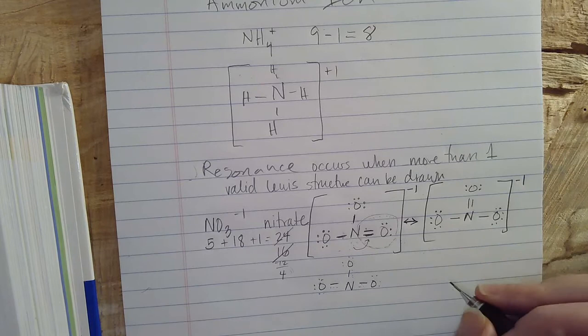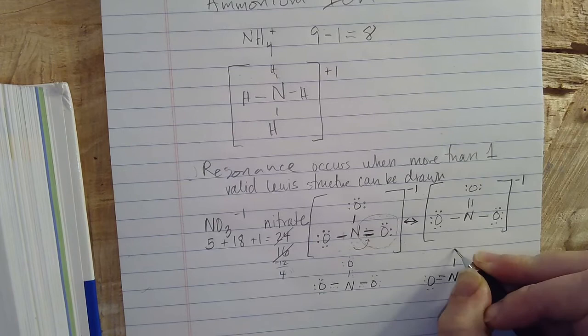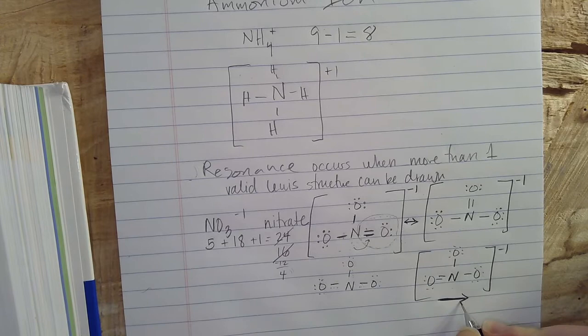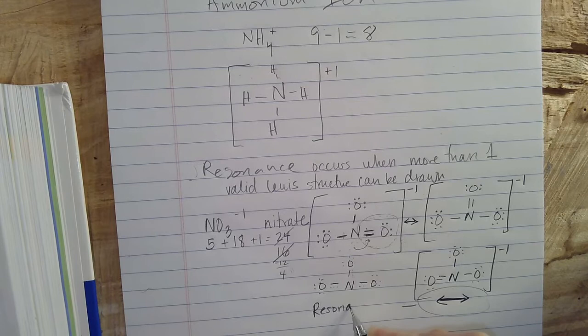So the final one I'm going to draw is the double bond over here. Again, to show that it really could have been anywhere. These are all valid. And what you end up doing is you draw nitrate -1, and then you draw an arrow like this underneath the structure. This is the symbol for resonance.